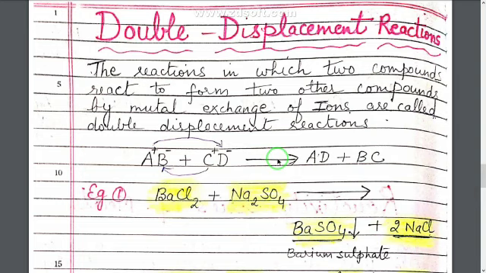So in double displacement, two ions displace each other. B is replaced by D and C is replaced by B. So both new compounds are formed, AD and BC.